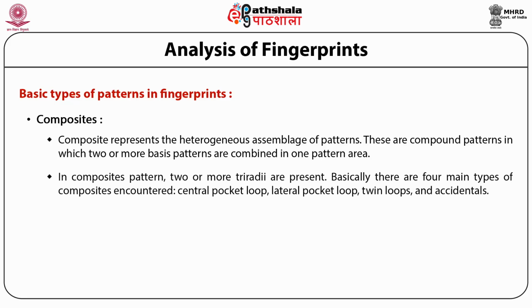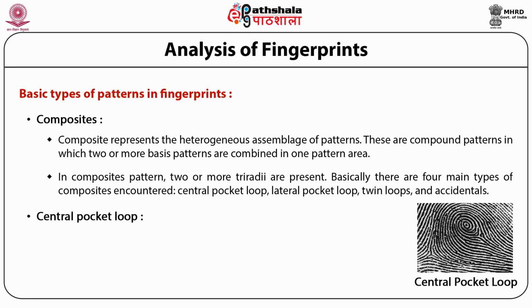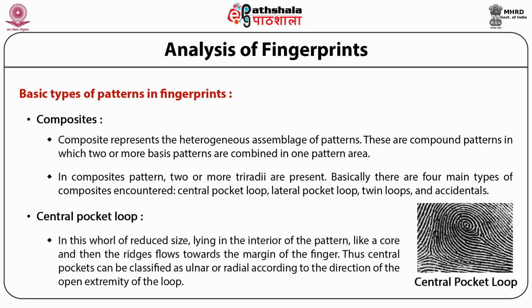In composite pattern, two or more tri-radii are present. Basically, there are four main types of composite encounter: central pocket loop, lateral pocket loop, twin loop, and accidental. A central pocket loop is a pattern intermediate between a whorl and a loop. In this, a whorl of reduced size, lying in the interior of the pattern like core, and then the ridges flow towards the margin of the finger. Thus, central pockets can be classified as ulnar or radial according to the direction of the open extremity of the loop.